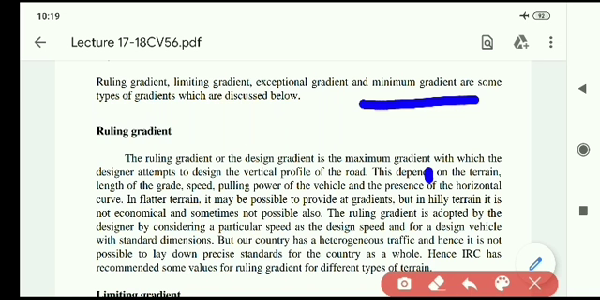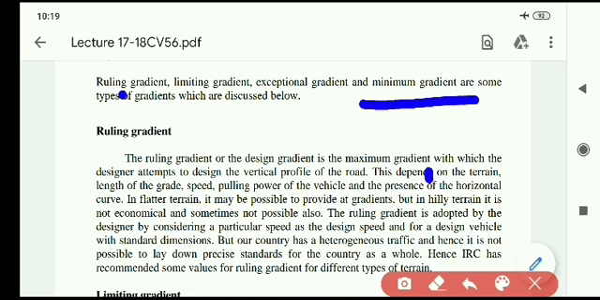Okay, so now we will focus on ruling gradient. What do you mean by ruling gradient? Ruling gradient, or the design gradient, is the maximum gradient with which the designer attempts to design the vertical profile of the road.